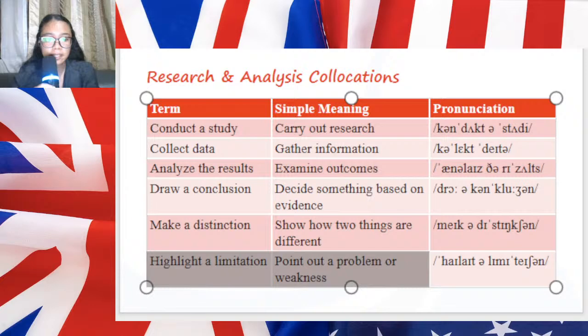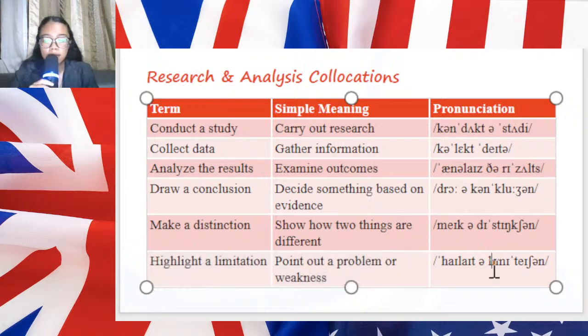That's highlight a limitation, because we know that a limitation here means the problem or the weakness. It points out a specific problem, a weakness, or a shortcoming in something, often in research, a method, a theory, or an argument. When you highlight something, you draw attention to it. So a limitation is something that restricts or reduces effectiveness, accuracy, or scope. So that is highlighting a limitation. Try to highlight that particular limitation.